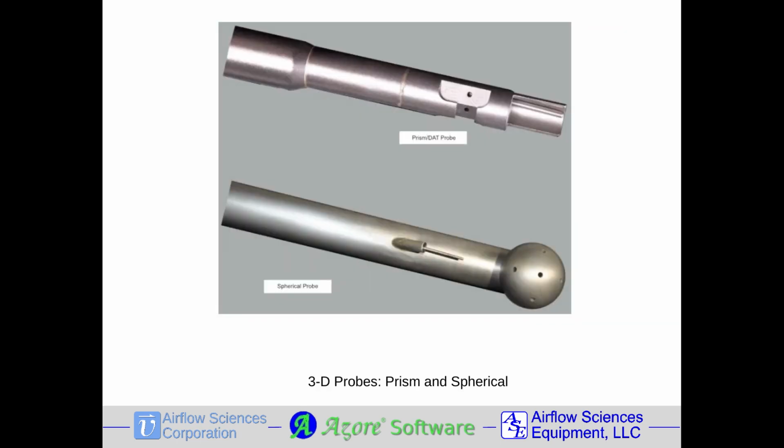Fortunately, for those who are interested in obtaining an accurate measurement of their air or gas flows, there are better tools available. 3D probes operate on the same basic principles as the S probe, but are well suited to measuring non-axial flows. 3D probes utilize 5 pressure ports arranged at different angles so that they can accurately measure all 3 components of velocity, as opposed to just the axial portion measured by an S probe. These probes come in 2 different types, the prism probe and the spherical probe.